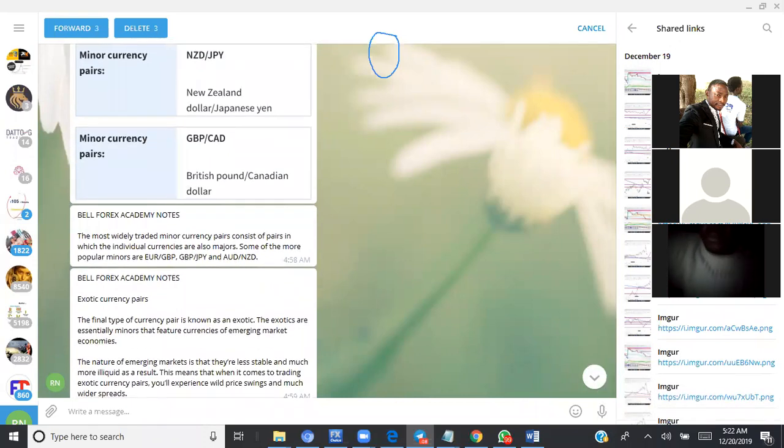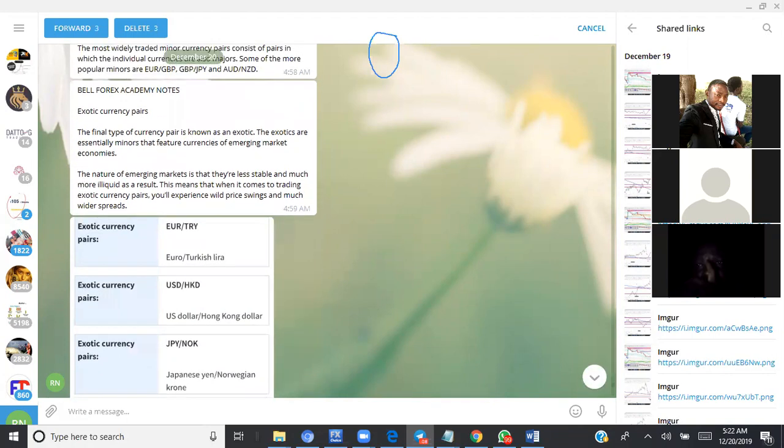So they will tell you that the most traded minor currency pairs consist of pairs in which the individual currencies are also major. That's why I was telling you that a minor currency pair can contain a major currency. So when we look at the minor currency pairs, that means you are pairing a major currency maybe with another currency. We'll not say that it will form a major pair. Only USD pairs are major pairs.